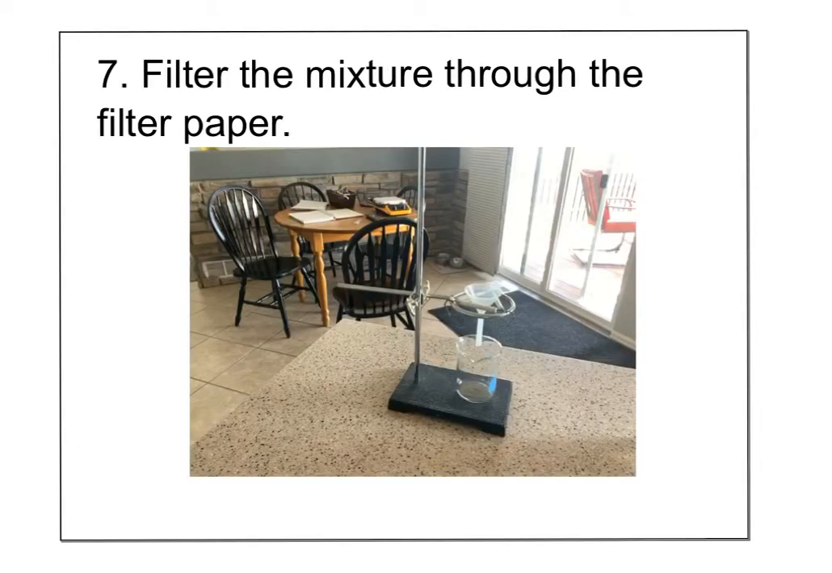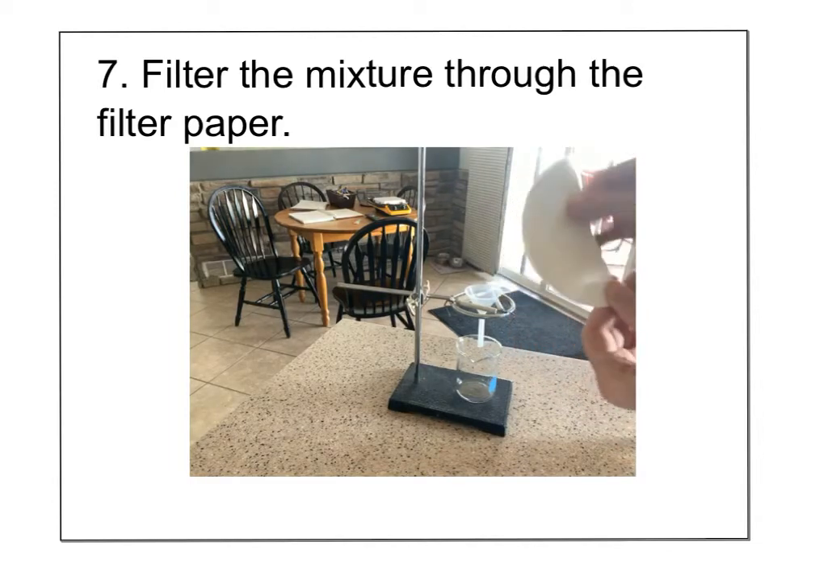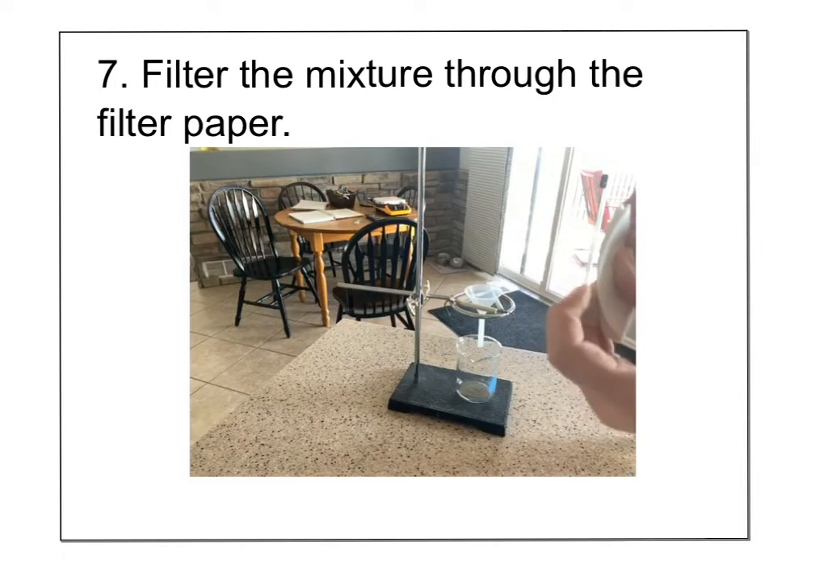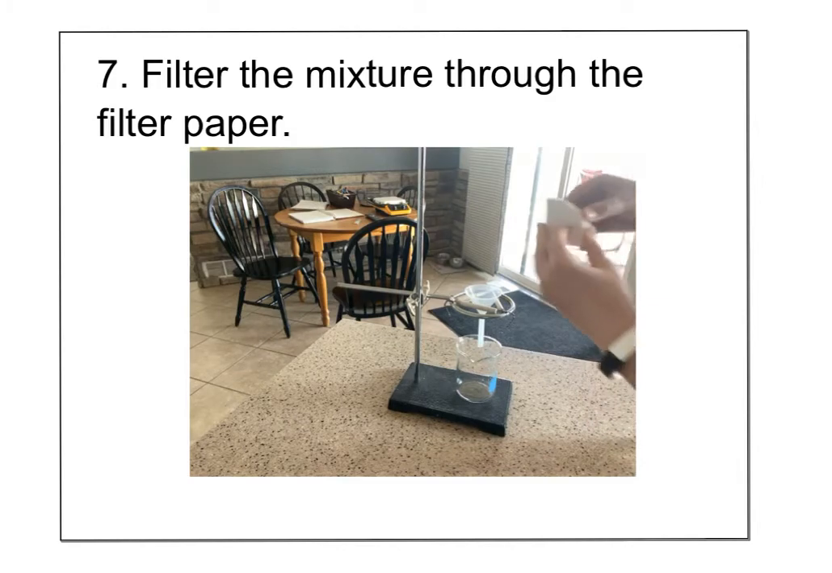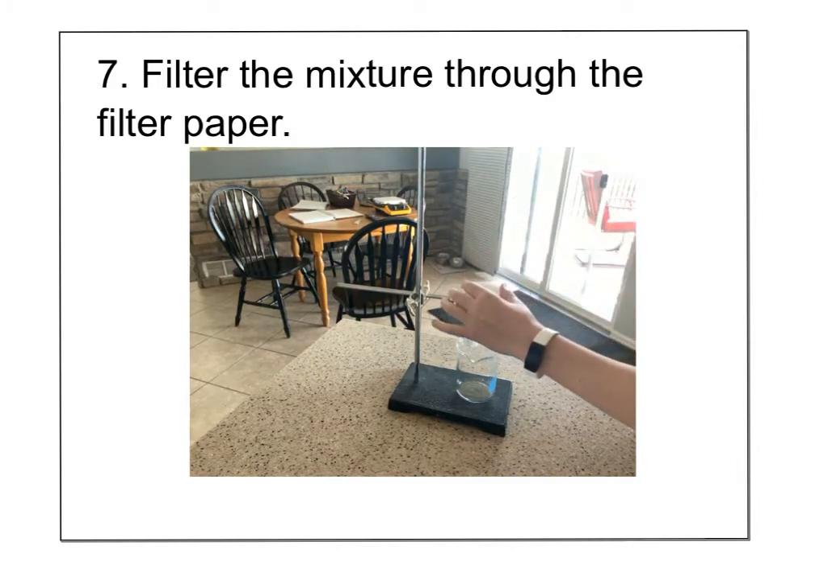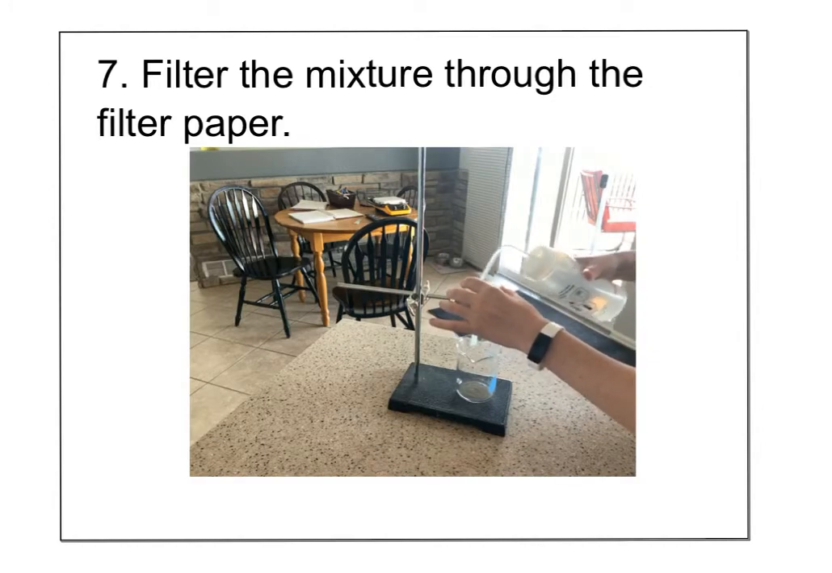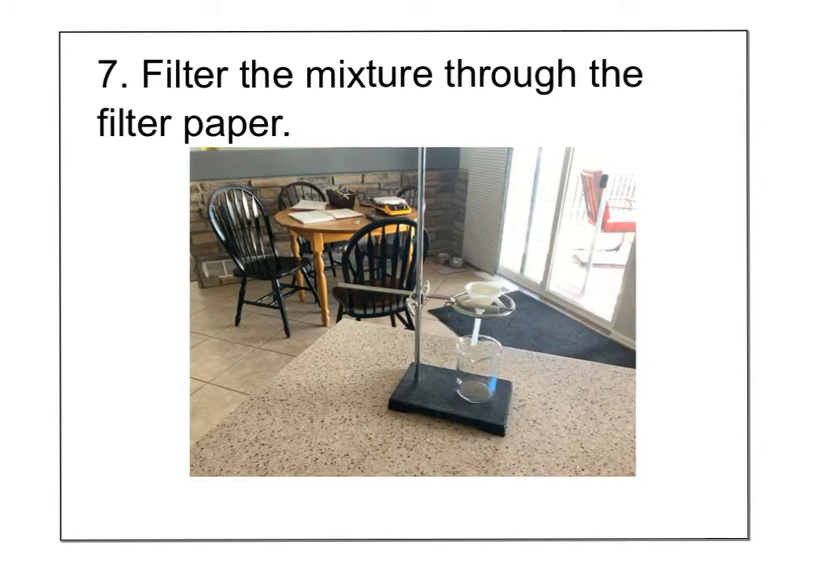All right, filter the mixture through the filter paper. So if you look, I have a ring stand, I have the ring, a clamp, I have the clay triangle, a funnel, and an extra beaker. And now I'm gonna fold my filter paper. And this is the same piece that we just massed. I'm going to add a little water to keep it from popping up. And we're going to filter.